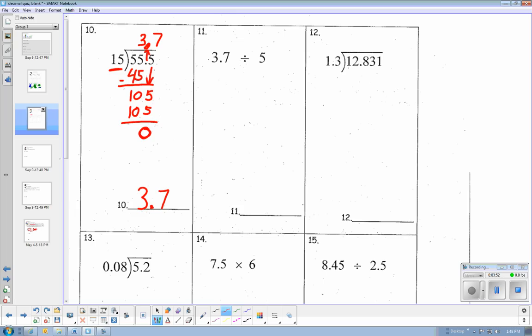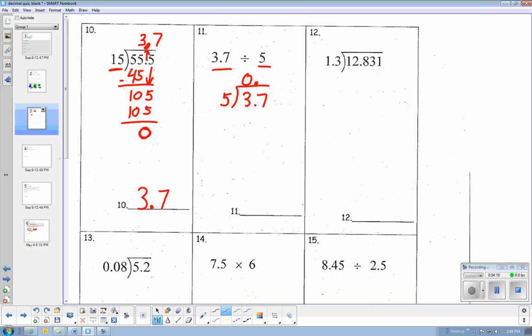On the next one, this is where we have to be careful about how we place these. This is our divisor, this is the dividend. So the dividend's going inside, the divisor's going on the outside. There's no decimal in the divisor, so we simply bring this decimal up and place it on the line. 5 does not go into 3, so that goes in there 0 times. I do want you to put that 0, the leading 0, in front of the decimal point.